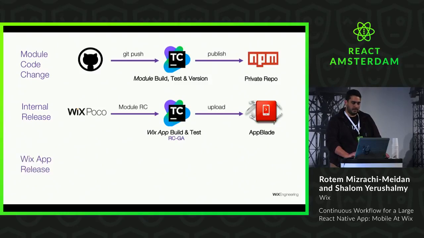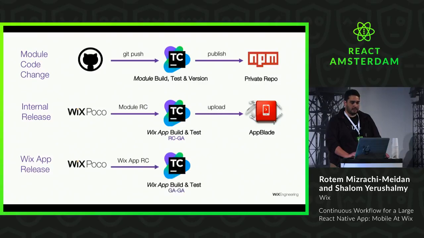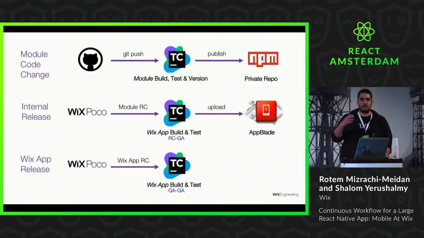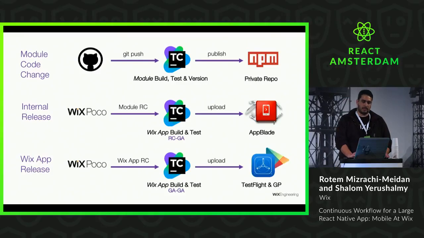The Wix app release, the GA that we release to the stores, is also triggered via Poco. And this is built in TeamCity, using the package JSON with all the GAs, like I showed you before. And then the IPA is uploaded to TestFlight, and the APK is going to Google Play.